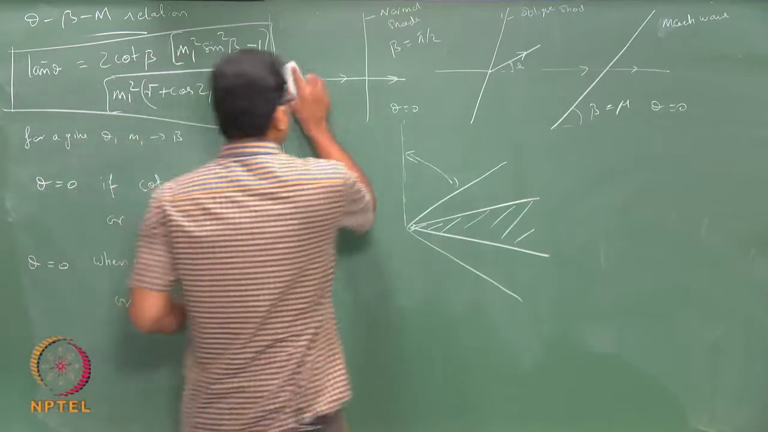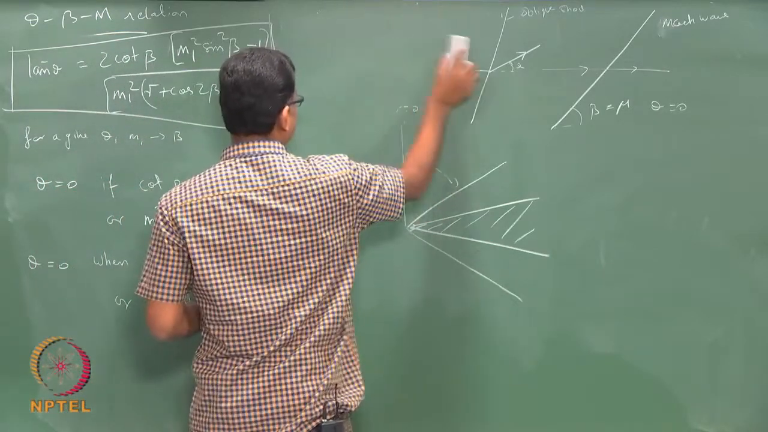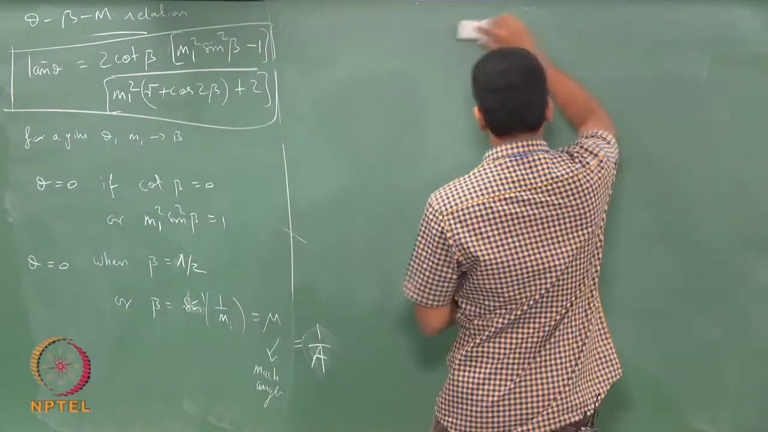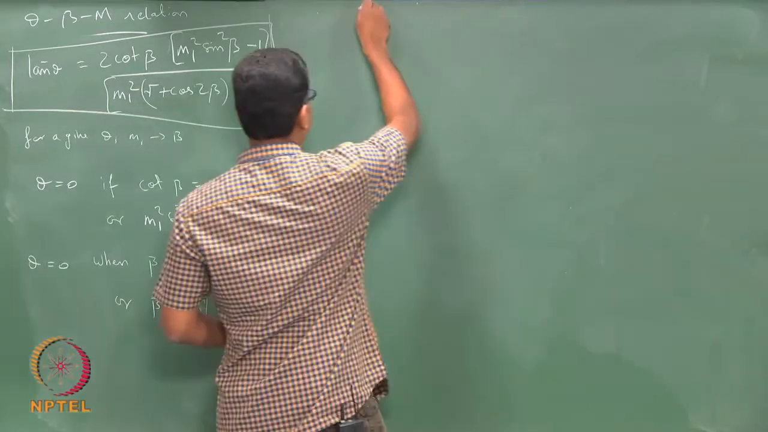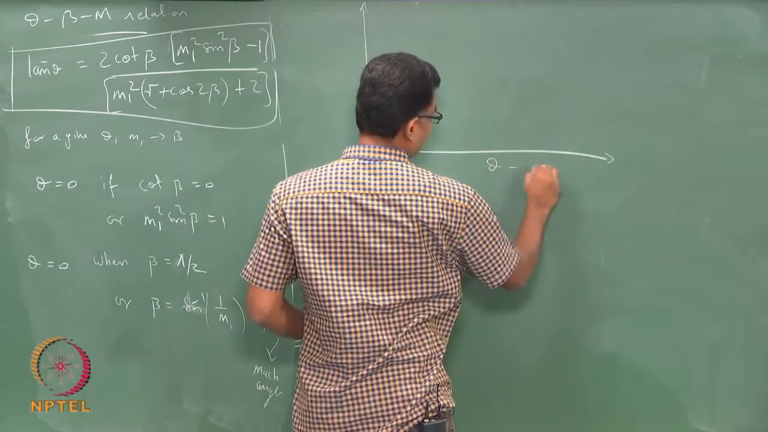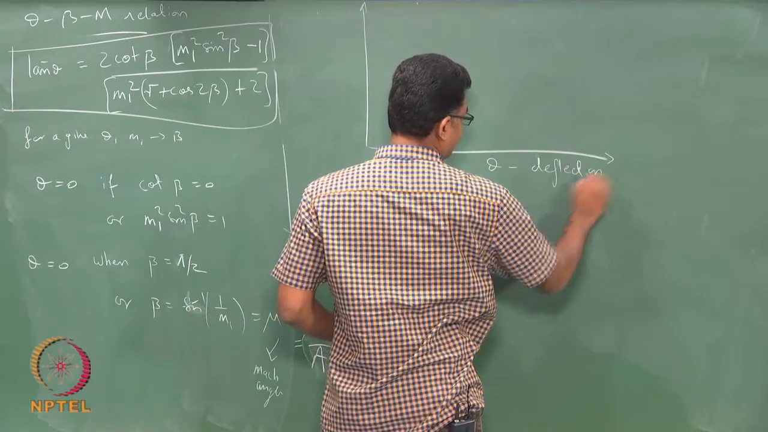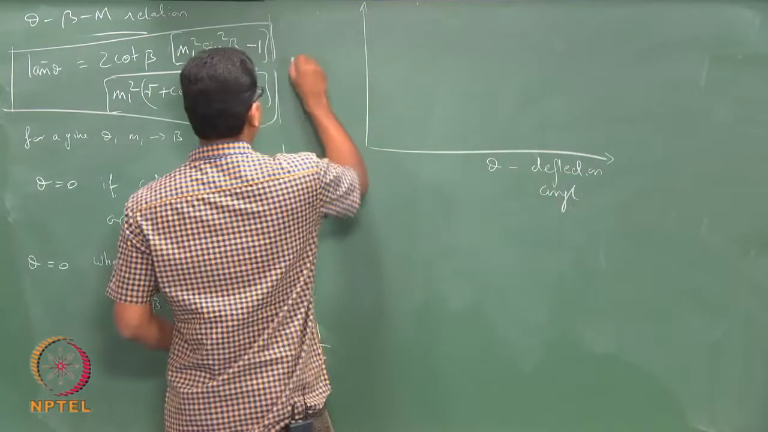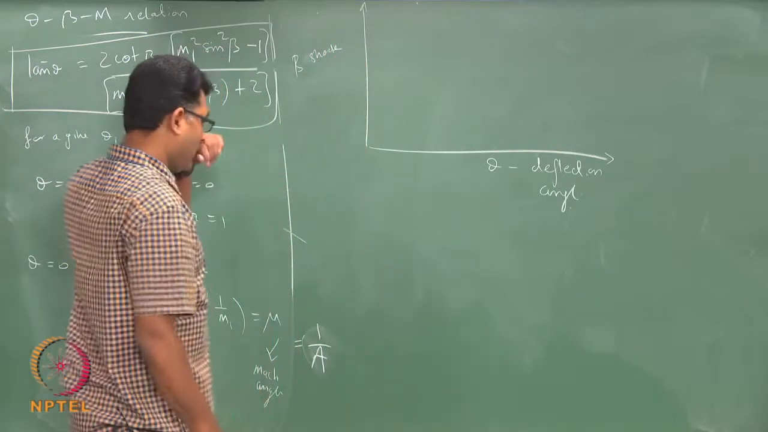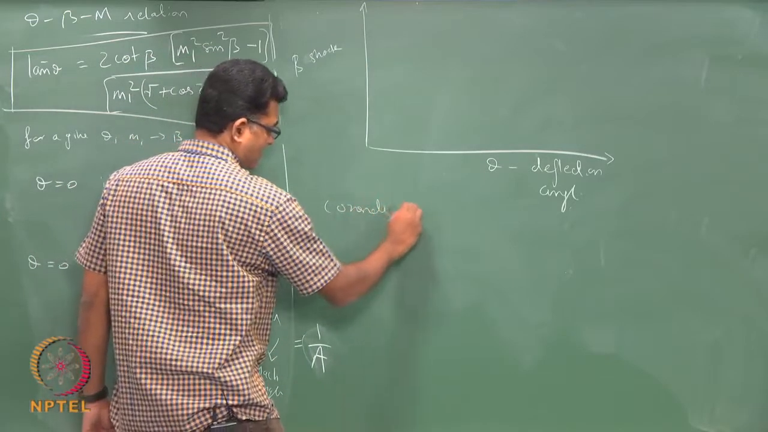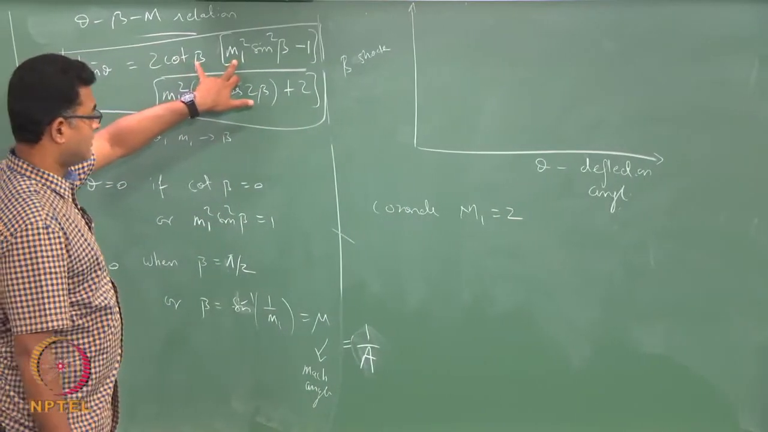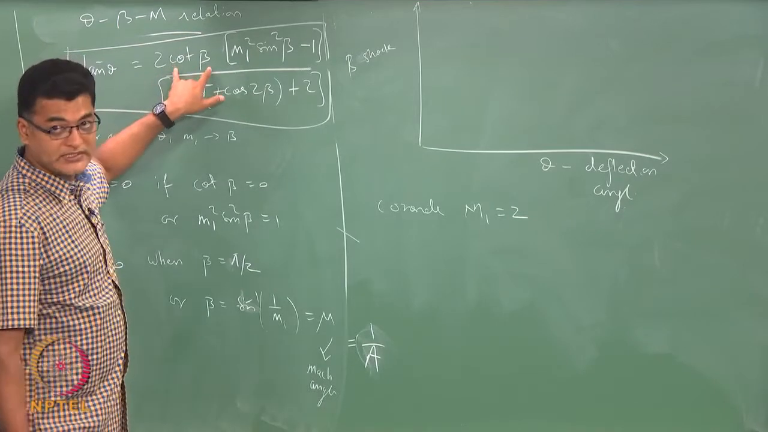Now, another inference that you obtain from this plot or this equation is from a plot of theta and beta for a given M. So, I have my theta here, which is my deflection angle, beta is the shock angle. Okay. Let us consider M1 to be 2. So, for a given M1, for various theta, how will the beta change is what I am going to plot.